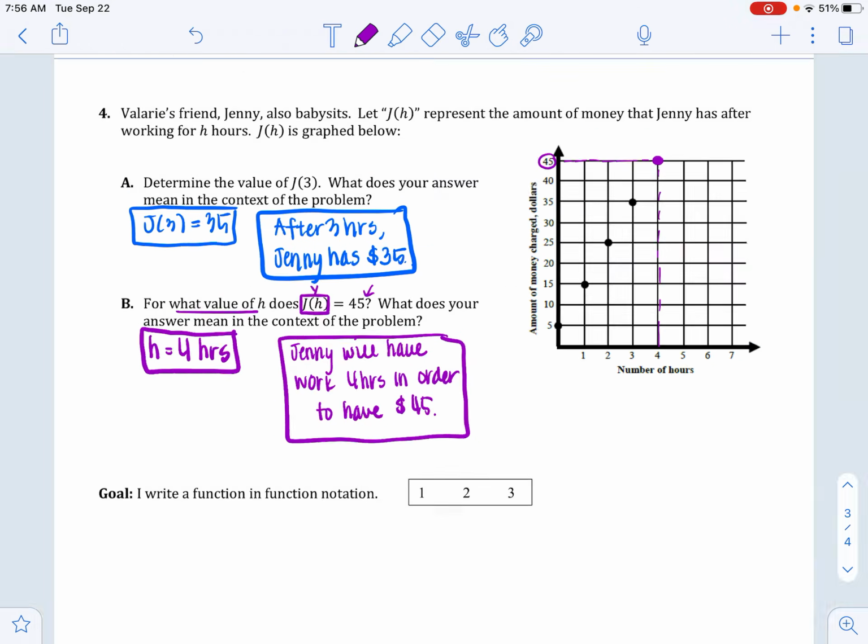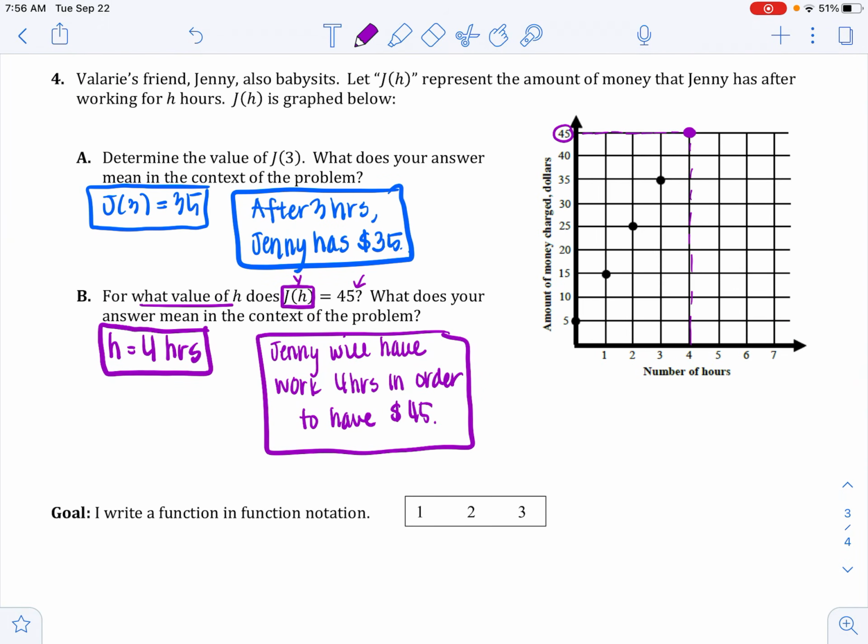Okay. That's it for function notation. Go ahead and re-rate yourself on how you feel about the new way of writing equations, which is function notation.